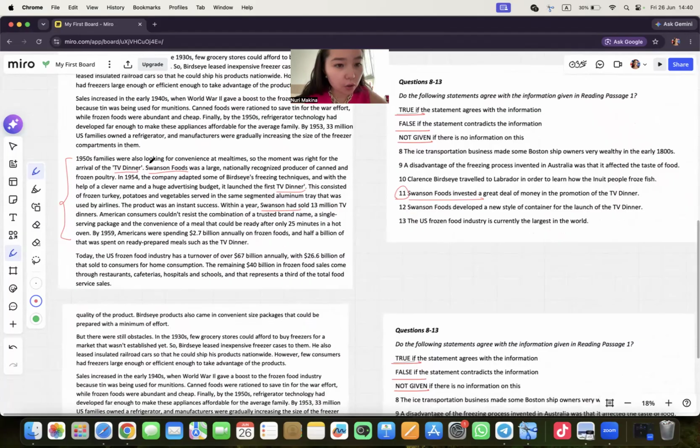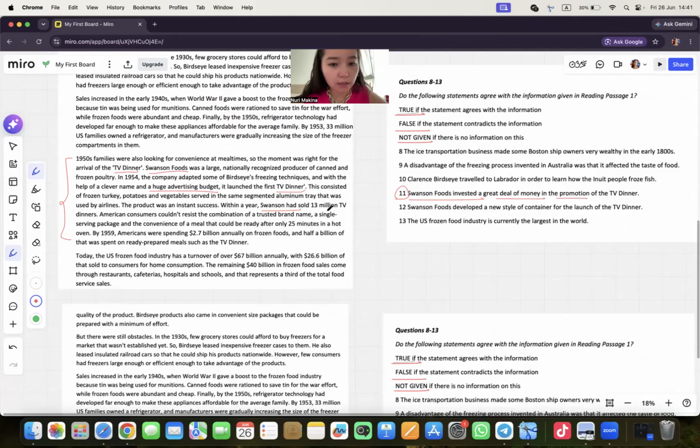1950s families were also looking for convenience at mealtimes, so the moment was right for the arrival of the TV dinner. Swanson Foods was a large, nationally recognized producer of canned and frozen poultry. In 1954, the company adapted some of Birdseye's freezing techniques, and with the help of a clever name and a huge advertising budget, yes, we have a huge advertising budget, which is close to a great deal of money, and promotion. Promotion is advertising. So it launched the first TV dinner. This consisted of frozen turkey, potatoes, and vegetables served in the same segmented aluminum tray that was used by airlines. The product was an instant success.